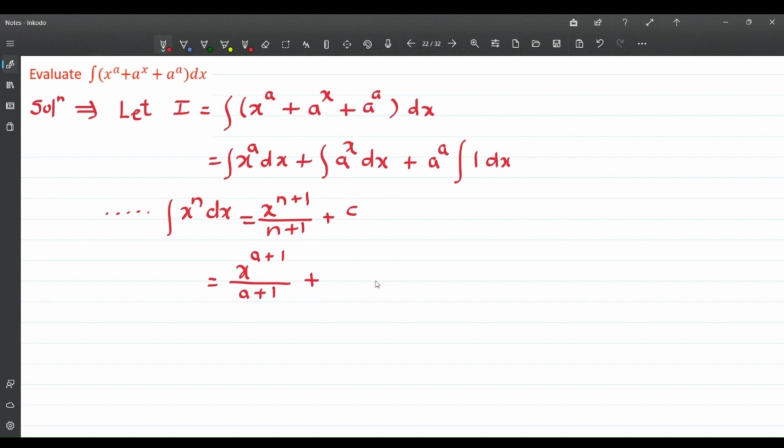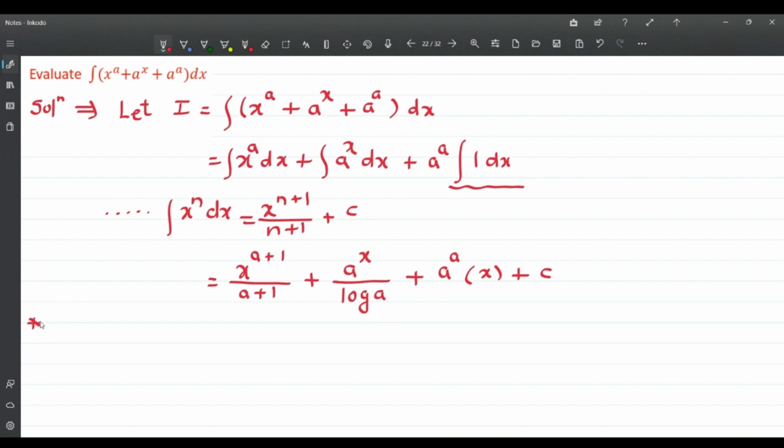Then for the second integration, we have a standard formula: a raised to x dx is a raised to x divided by log a. And for the last one, this a raised to a is constant, therefore it will be as it is. The integration of 1 dx, or integration of x, is only x plus c. In this way you can apply the formula to this example.